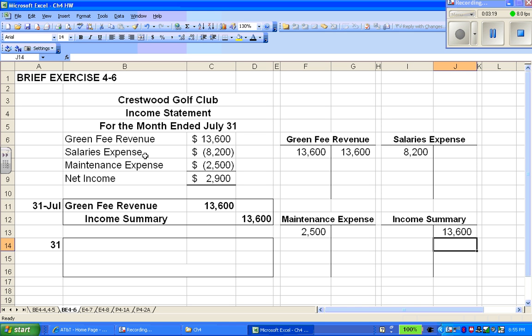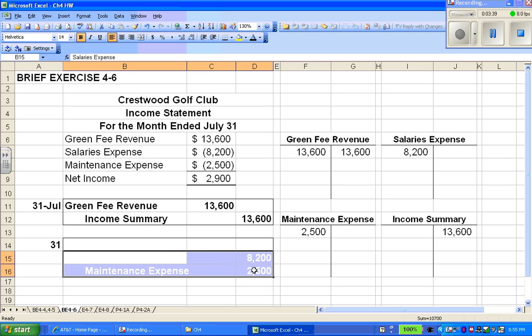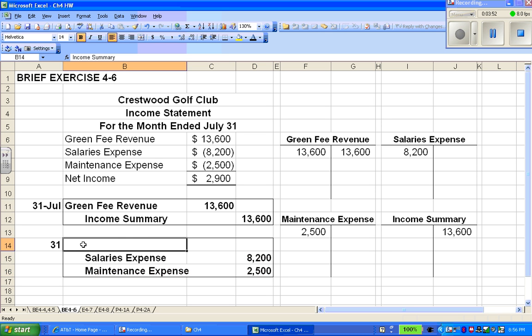Okay, and then finally I want to close out my expense accounts. And again, expense accounts have debit balances, so in order to close them out, I would have to credit them by the same amount. So I have my salary expense and my maintenance expense will be credits. And then again, I'm going to dump this into the income summary account. So if I'm crediting these accounts, I need to debit an account, and that would be my income summary. Remember, your debits and credits must equal for each journal entry that you make.